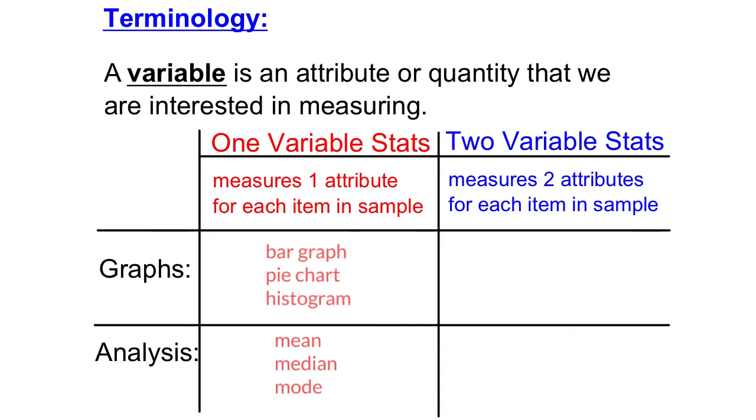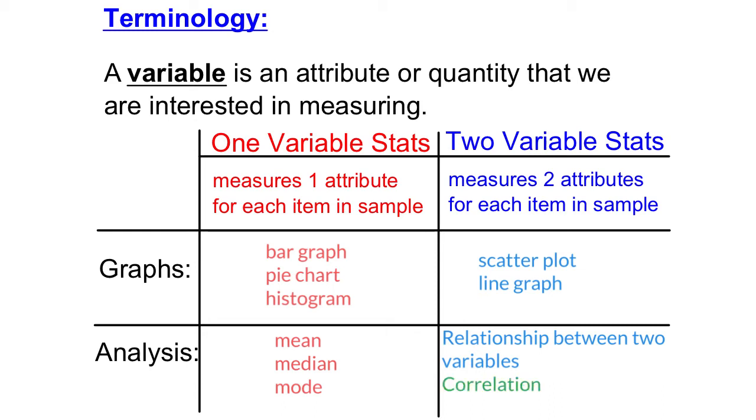If you're working with 2 variables, though, you're not going to have a bar graph. That doesn't make any sense. So what kind of graphs can we use for 2 variable stats? Well, these are things like scatter plots or line graphs. And analysis, well, you can't take the mean or the average of 2 different things. It doesn't really make much sense to do that. So we look more at relationships between 2 variables. We look at something called a correlation, or if you're drawing a scatter plot, you can make a line of best fit. So we're going to talk about all those things.